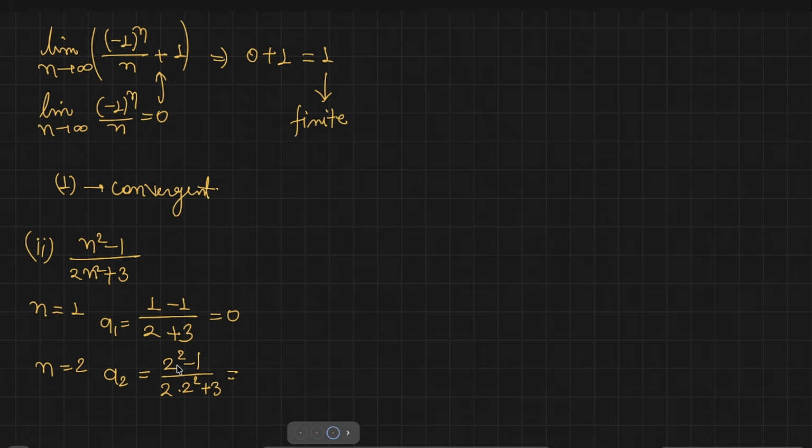It is 4 minus 1, which is 3, upon 4 into 2 plus 3, which is 8 plus 3, so 3 by 11.